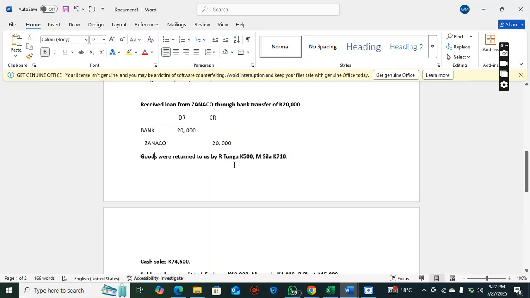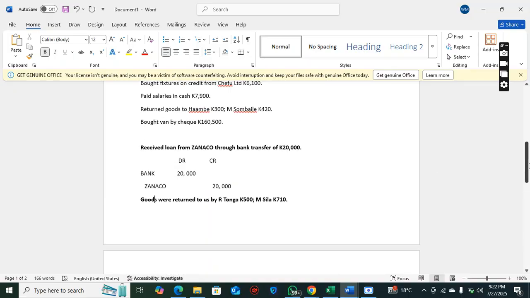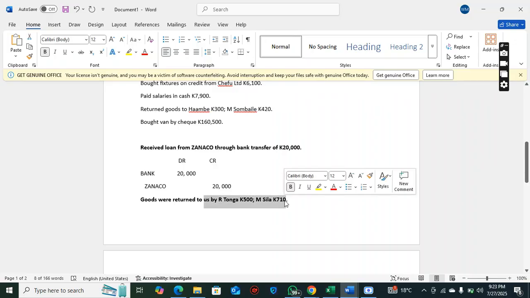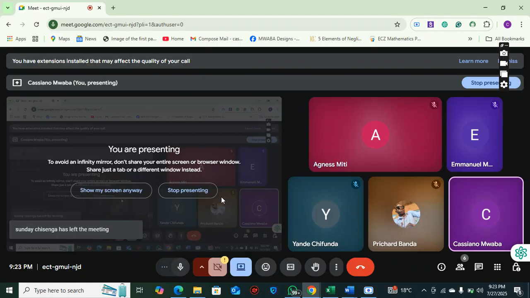Okay. So here, what's happening here? Customers have brought back some goods. We call this return inwards or sales returns. Whenever a customer brings back goods to you. Okay. So if you remember, earlier on in our transactions, we made credit sales to these people. So these people are owing us. They are our debtors. Now these debtors have brought back some goods. So colleagues, what do you think happens to how much they're owing us?